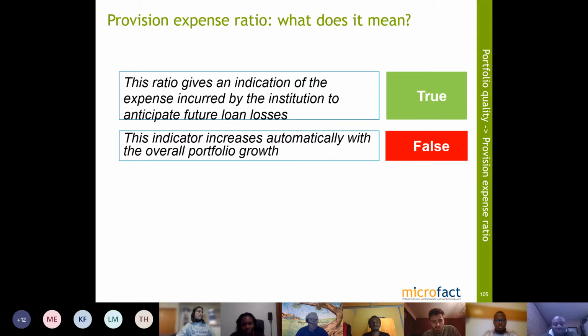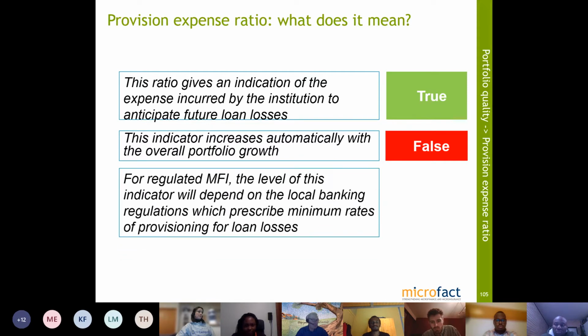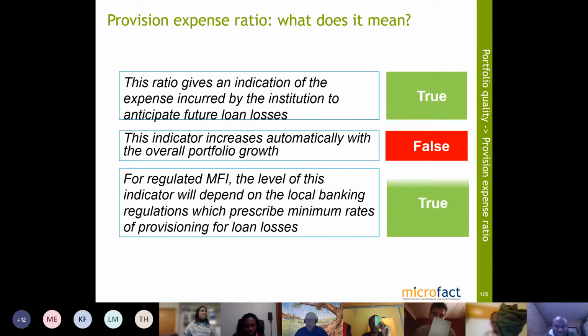So, and then for the last question. For a regulated MFI, the level of this indicator will depend on the local banking regulations, which prescribe minimum rates of provisioning. Yeah. Indeed, I see all green. That's quite straightforward. I remember we once had somebody with yellow, I think doubting a little bit. But the doubt is gone, I hope.